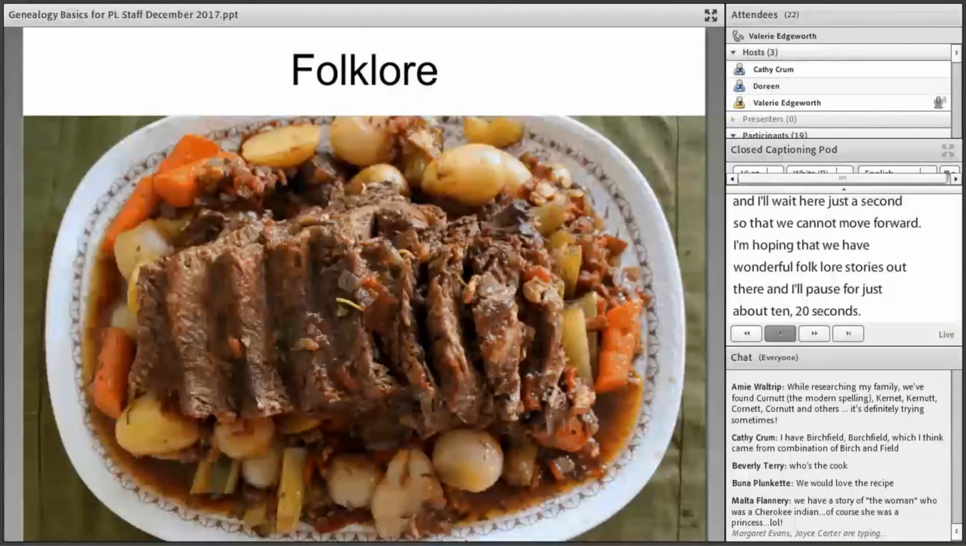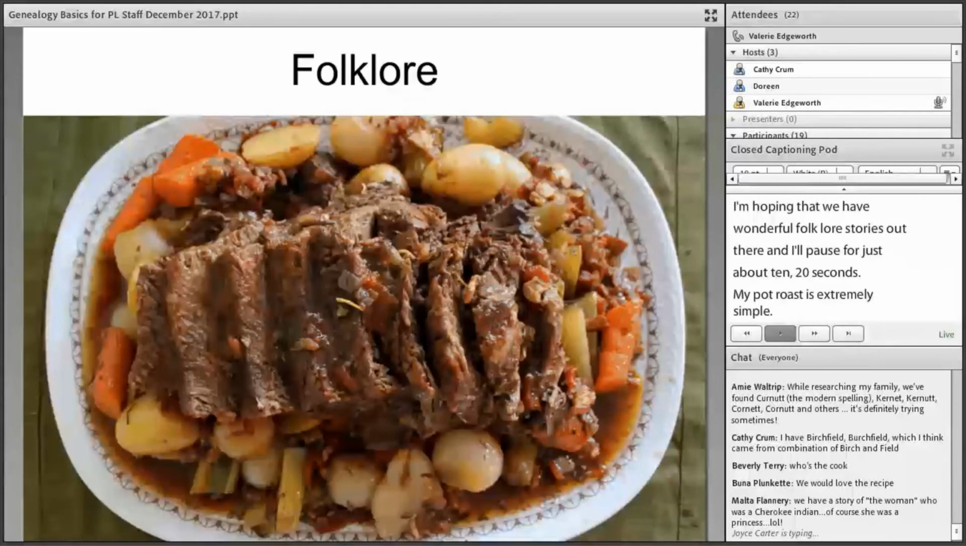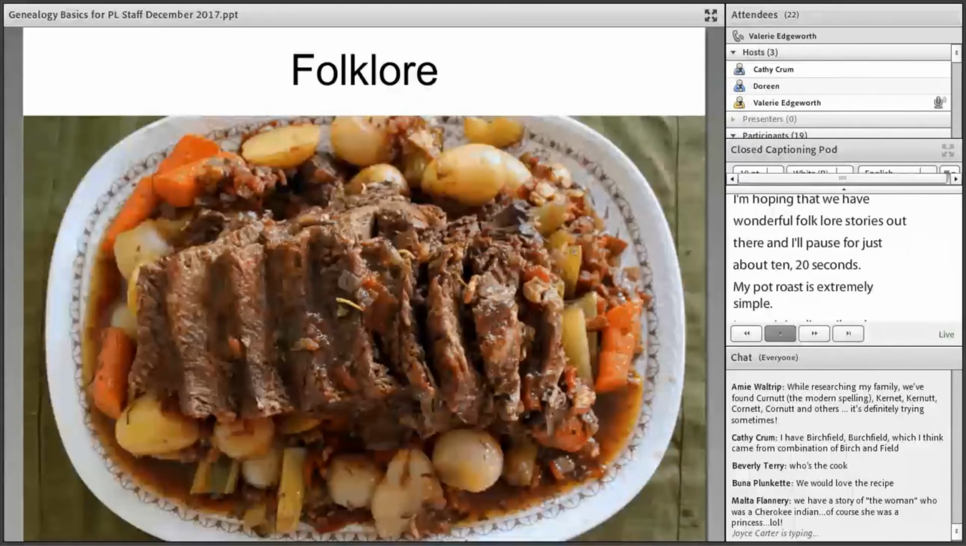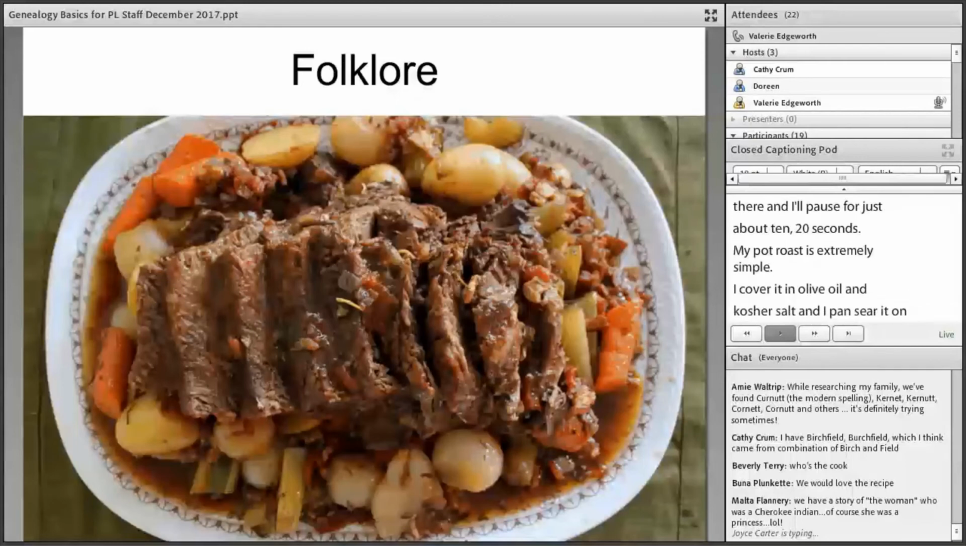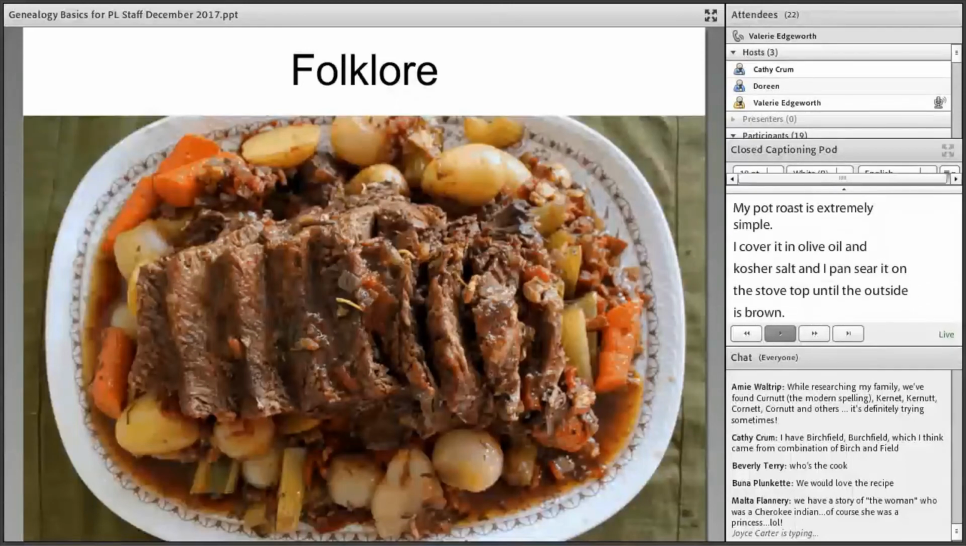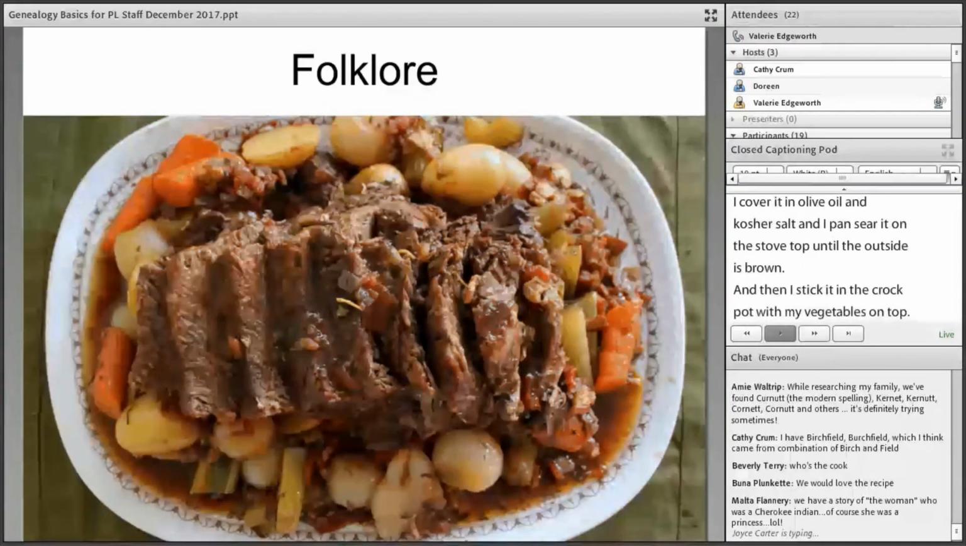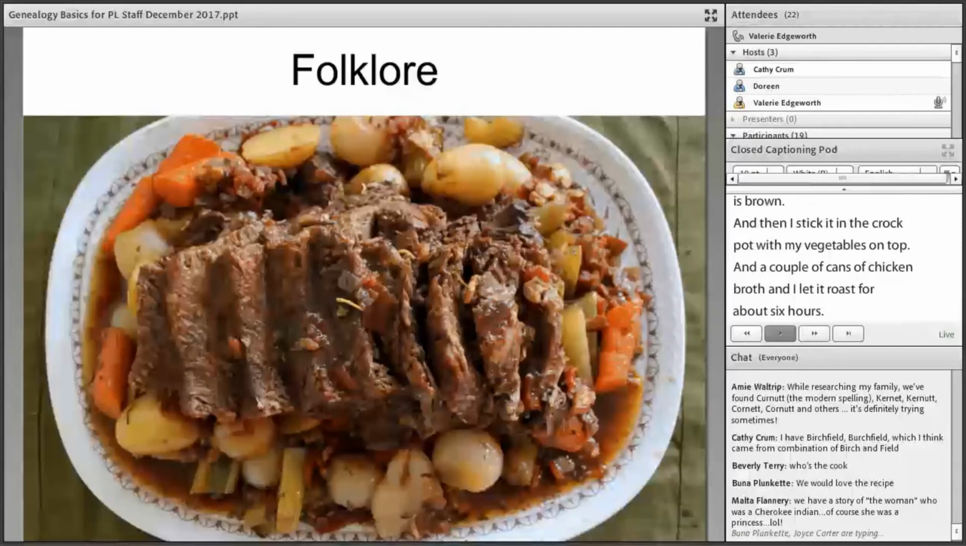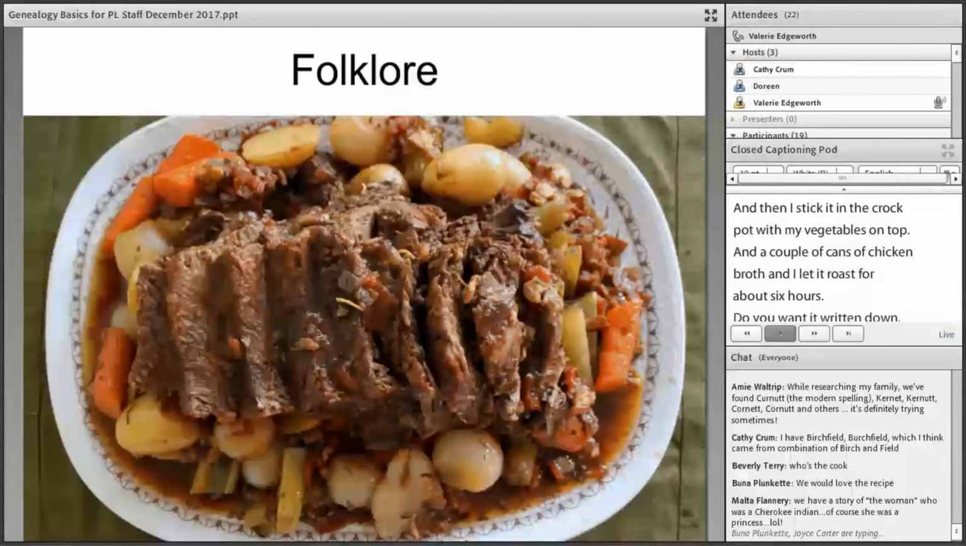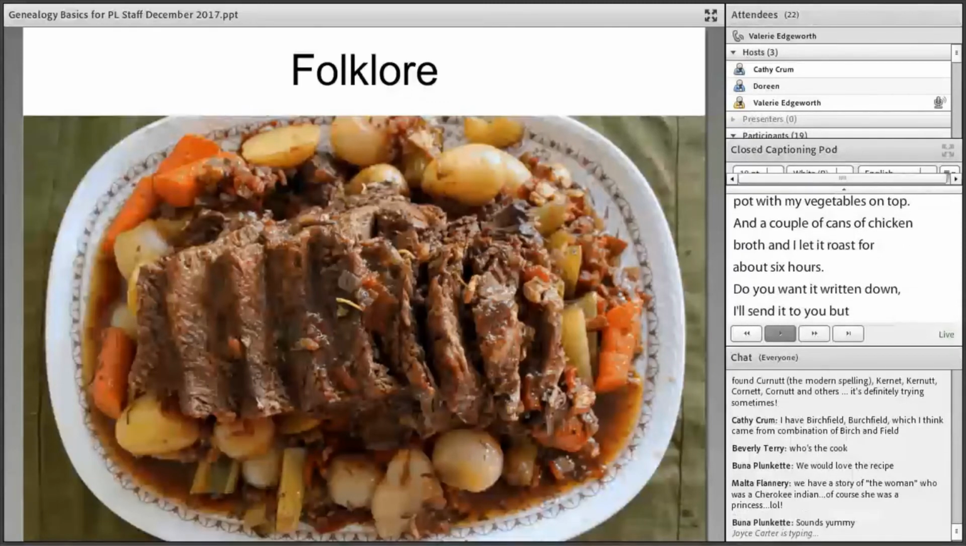Buna, my pot roast is extremely simple. I cover it in olive oil and kosher salt, and I pan sear it on the stovetop just till the outside's brown. And then I stick it in the crock pot with my vegetables on top, a couple of cans of chicken broth, and I let it roast for about 6 hours. Yeah, if you want it written down, I'll send it to you. But that's all I have to my pot roast. It's very, very simple and yummy.